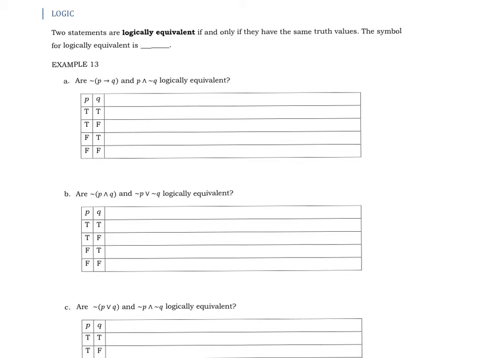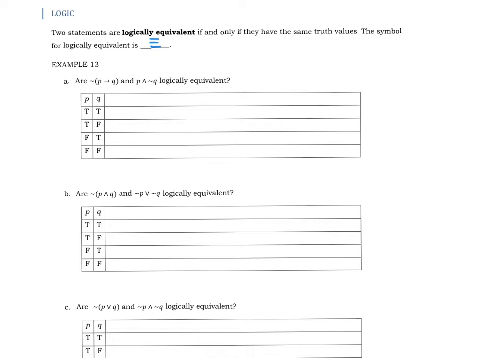Right, our next topic is when statements are logically equivalent. And this is actually going to lead us to what is called De Morgan's Law. So that's what we're going to use this as a basis for. First thing, if things are logically equivalent, it means they have the same truth values. And the symbol is sort of like an equal sign, but there's three lines there.